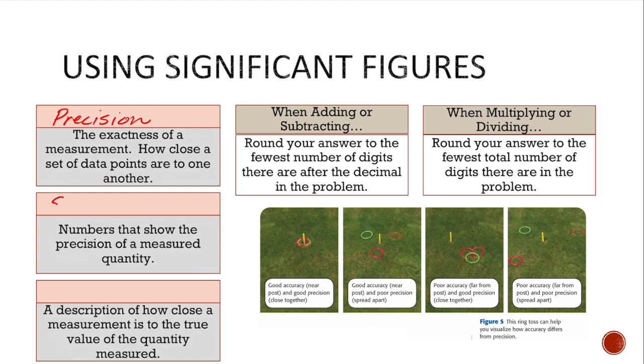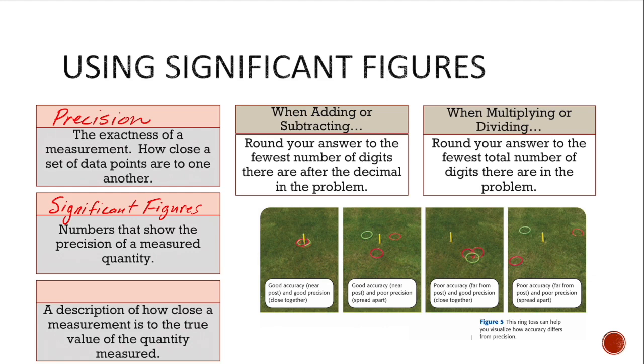The next one that we're going to look at is a term that's called significant figures. Significant figures are the numbers that show the precision of a measured quantity. So in other words, how precise can we be with a particular set of measurements? Different tools will measure things with different degrees of precision.